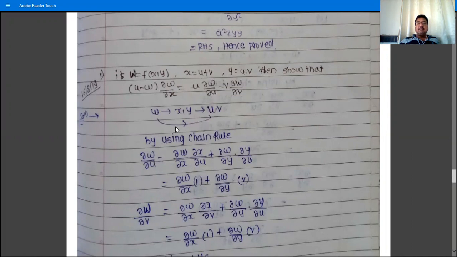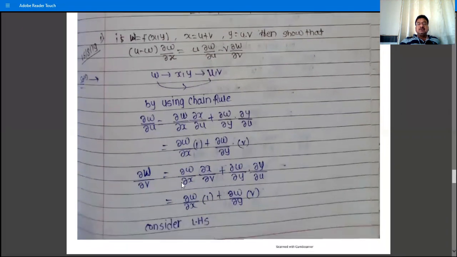We have ∂w/∂x times ∂x/∂u plus ∂w/∂y times ∂y/∂u. ∂w is not given. We are given just that w is a function of x and y, so don't write ∂w/∂x, write ∂x/∂u. Its derivative with respect to u: the derivative of u is 1, the derivative of v is 0. So ∂x/∂u is 1. And ∂y/∂u is v, since v is constant with respect to u and the derivative of u is 1. So this is ∂w/∂u.